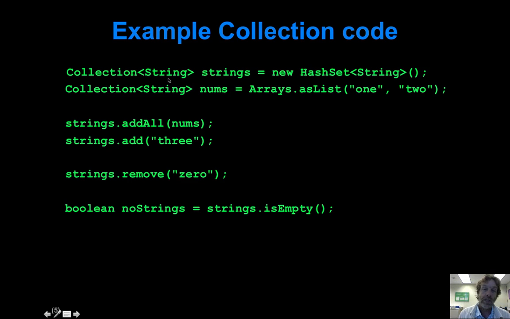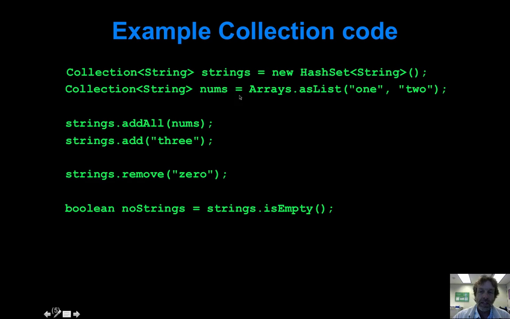So when you see code like this, you realize that the developer is telling you something about the semantics of this strings object. The developer is saying, even though I'm going to implement this as a hash set, I'm going to demand that you think about this strings object as a collection. And that's a very powerful and very cool capability of the language, in my humble opinion.